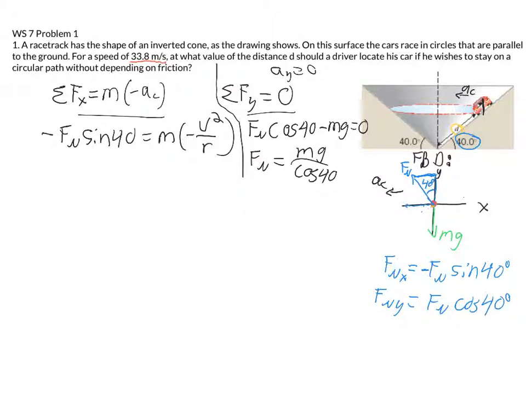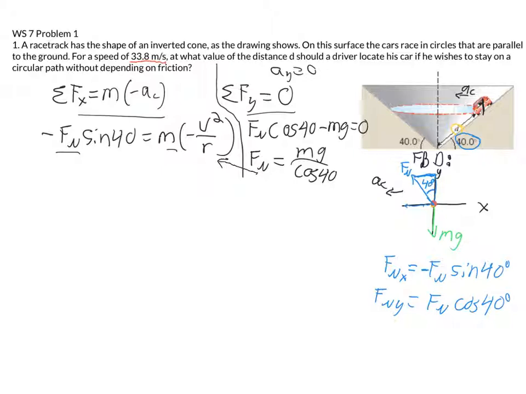Now let's look at our other equation over here. Over here we have negative normal sine equals mv squared over r. Still, we don't know m. We don't know the normal force either. So we could probably do some combination. I can see we can substitute in normal force from this equation over here. Let's go ahead and do that, and let's see where that gets us real quick.